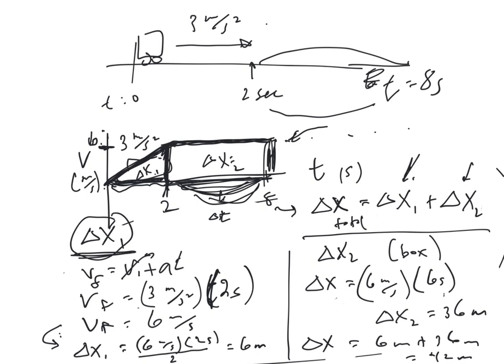So now I've told the grader, this is what I'm doing. There's the first number I found. There's the second number I found. So it makes it so I can follow your work. Does that make sense?